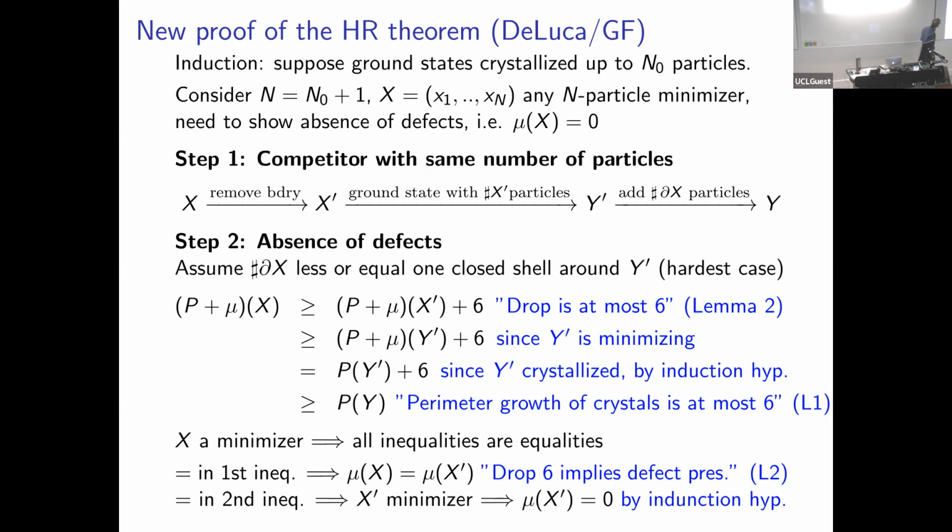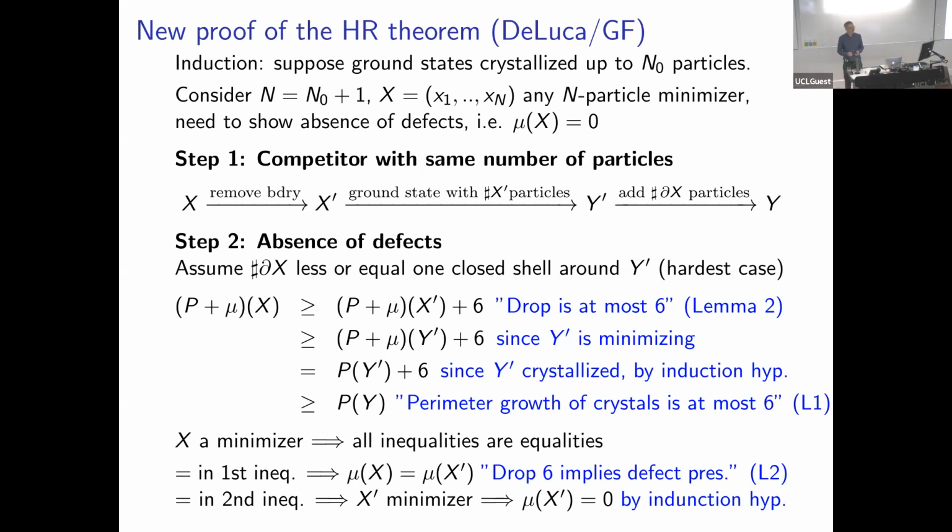I do a sort of induction argument. I suppose the ground states are crystallized up to a certain number of particles. And for a sufficiently small number of particles, you prove it by hand or brute force, or check it by computer or whatever.